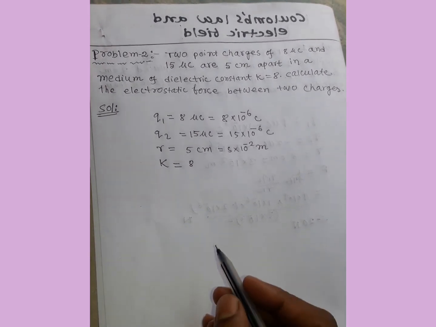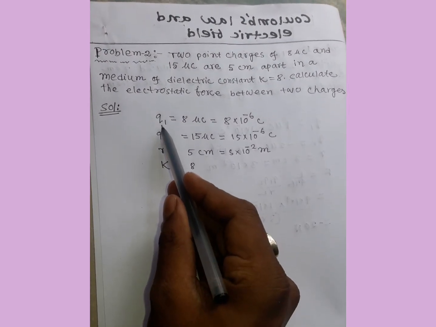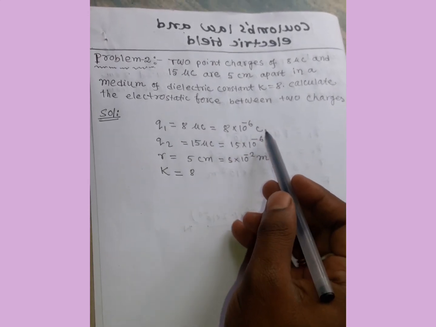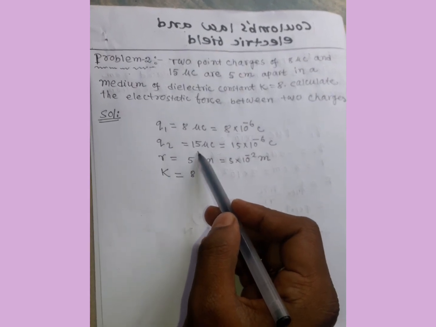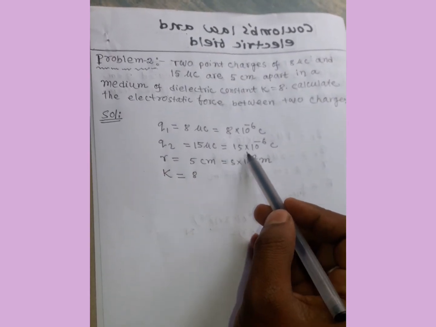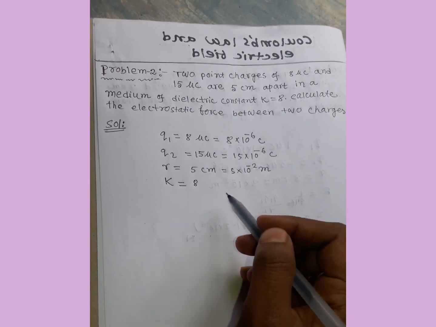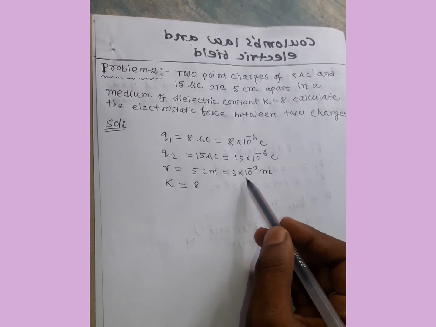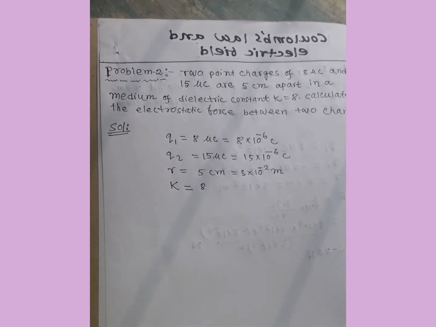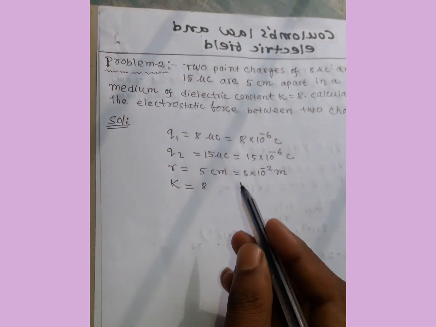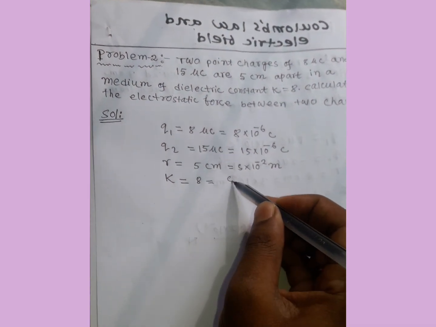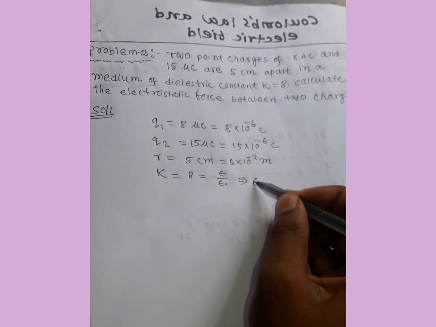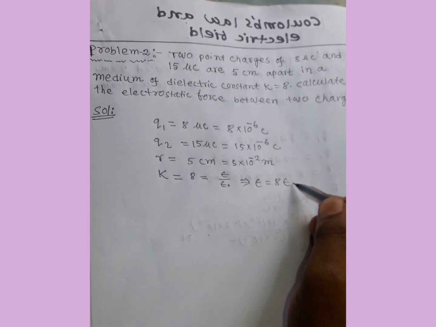Okay, here two charges Q1 equal to 8 microcoulomb equal to 8 into 10 to the power minus 6 coulomb, and Q2 equal to 15 microcoulomb equal to 15 into 10 to the power minus 6 coulomb, and the distance R equal to 5 centimeter equal to 5 into 10 to the power minus 2 meter, and the dielectric constant K equal to 8 equal to epsilon by epsilon naught, that is epsilon equal to 8 epsilon naught.